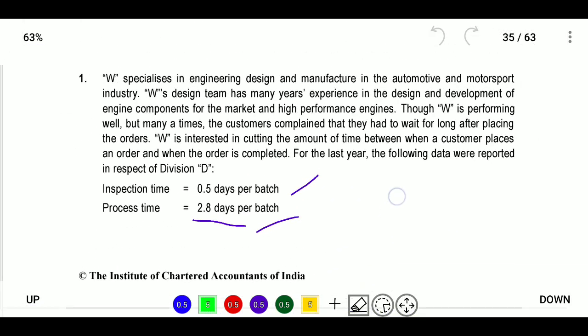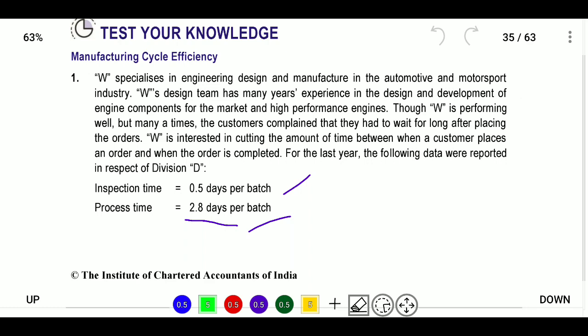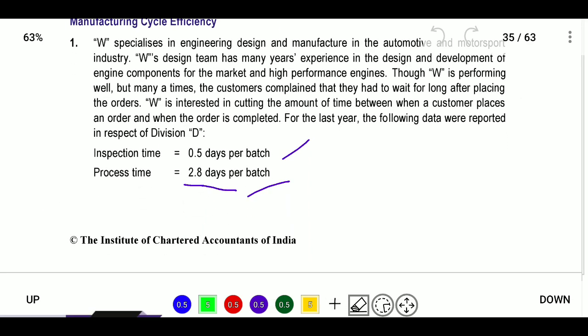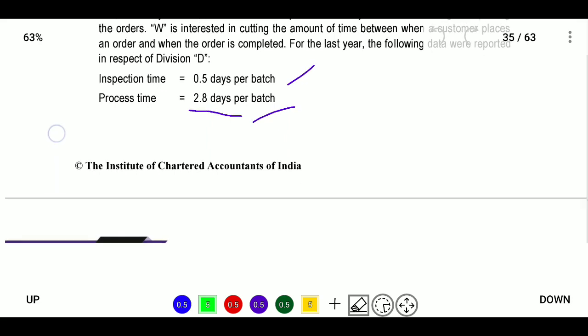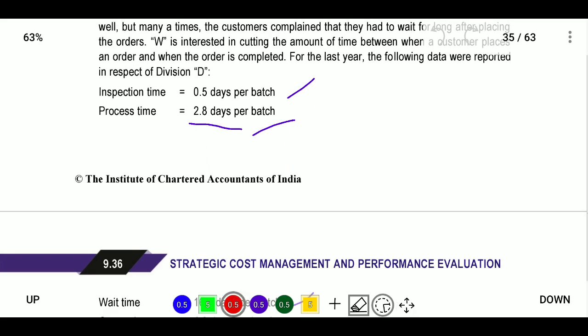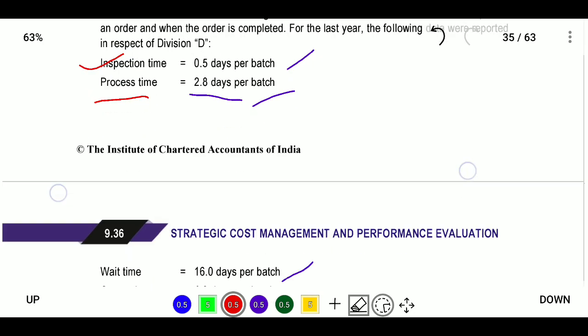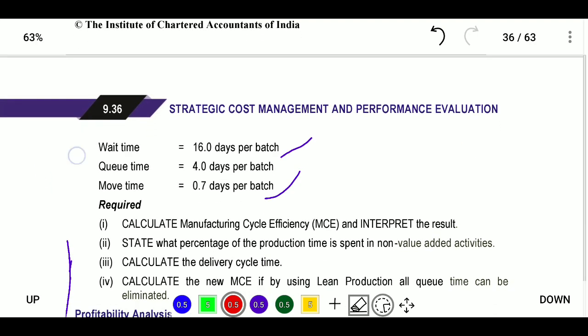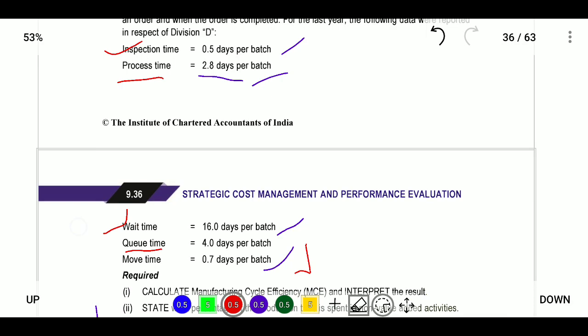Here, the company is a designing and automotive company, and its customers complain that they have to wait a long time after placing an order. The company is interested in cutting the time between the customer placing an order and the order being completed. For last year they provided the information. Inspection time is non-value added activity. Processing time is value added activity time. Waiting time is non-value added. Queue time is also non-value added. And move time is non-value added. So the value added time is 2.8 days, and all the remaining are non-value added activities.